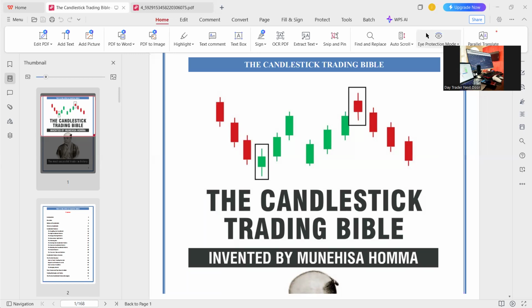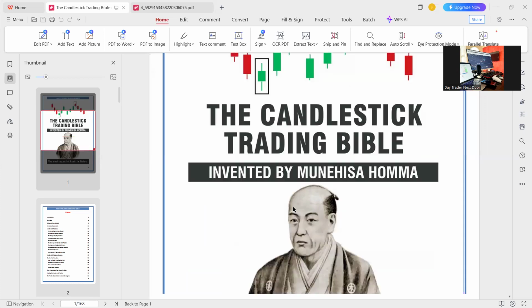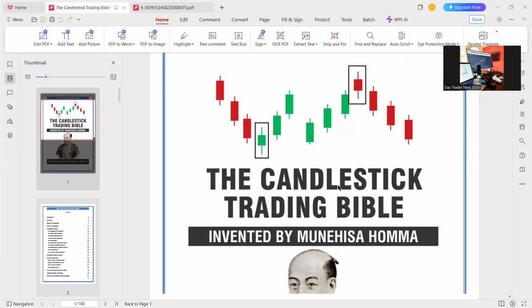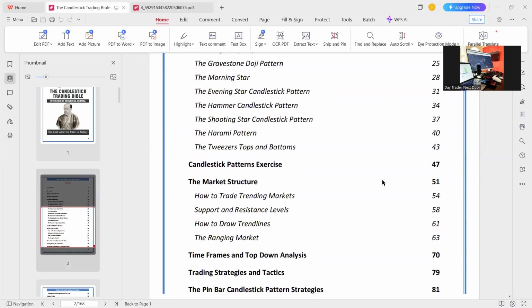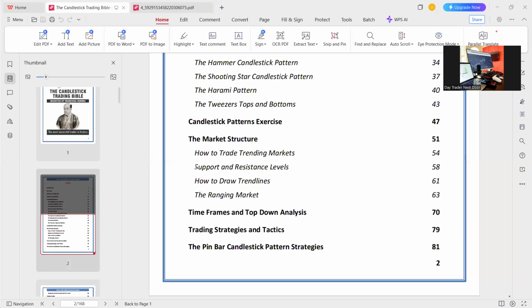So again, I just came with another live trade recap of the trade we just took just now. Today we used support and resistance. And again, we're continuing with showing live trade examples with the Candlestick Trading Bible, which we went through in previous videos. Today I was looking mainly at support and resistance levels, and this topic falls under market structure.